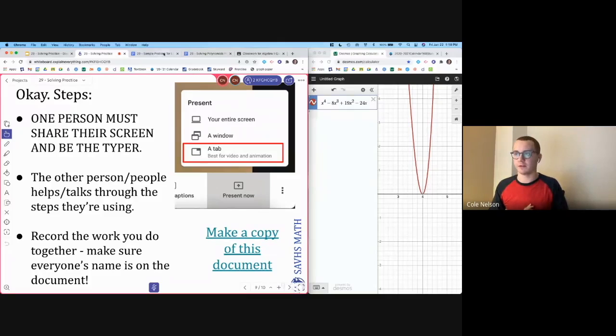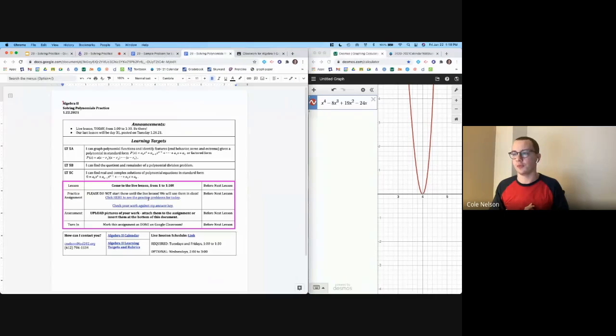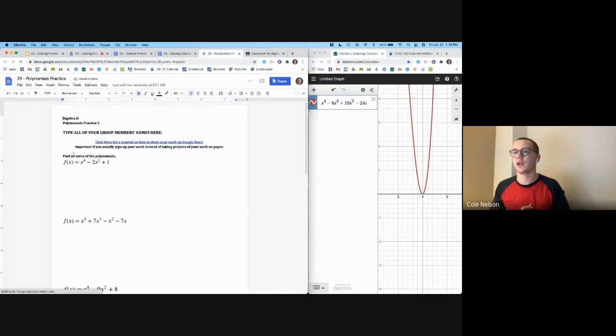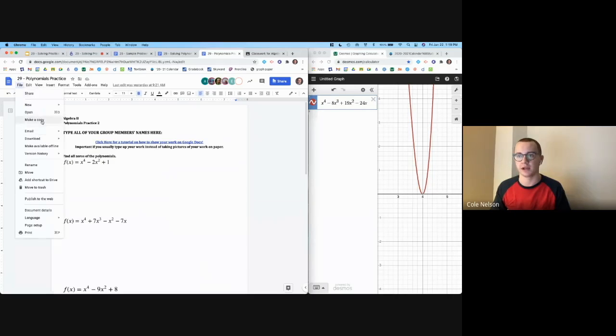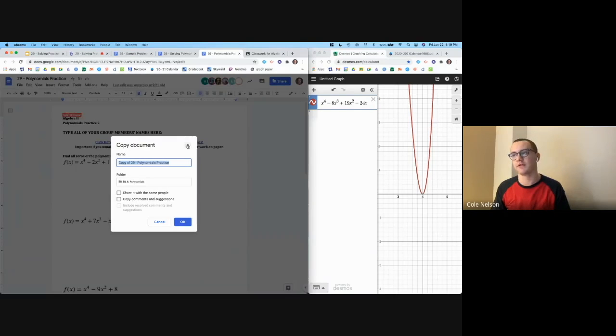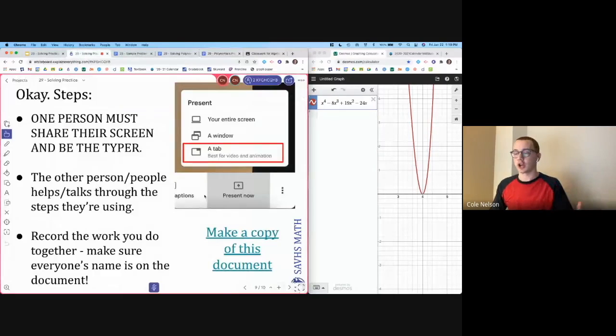Open up the assignment from today and open up the practice problems. You will need to make a copy of this so that you can actually do it. Okay, so click file and then make a copy, and then you can make a copy of it for yourself. Okay, talk about it together. Someone needs to type on the document, but other people need to help. Okay, please try to record the work that you do on the document and then make sure everybody's name is on this document so that you can actually get credit for doing it.